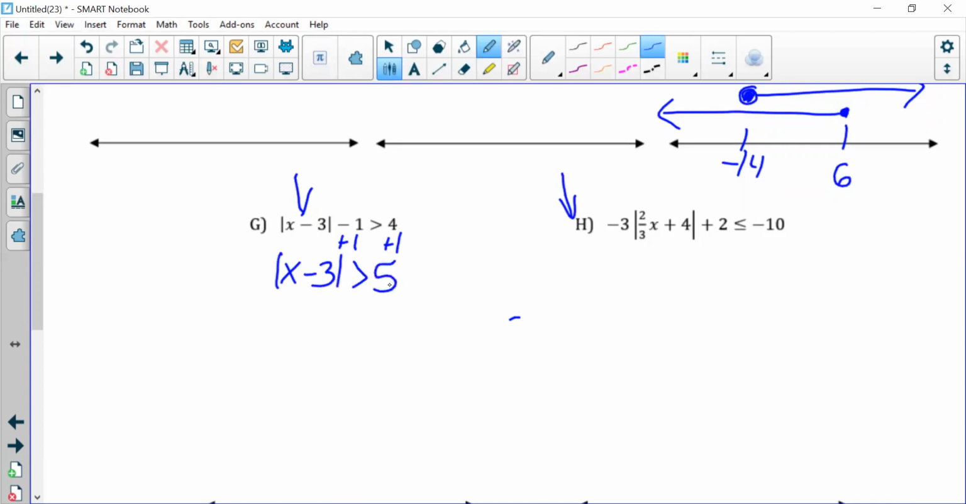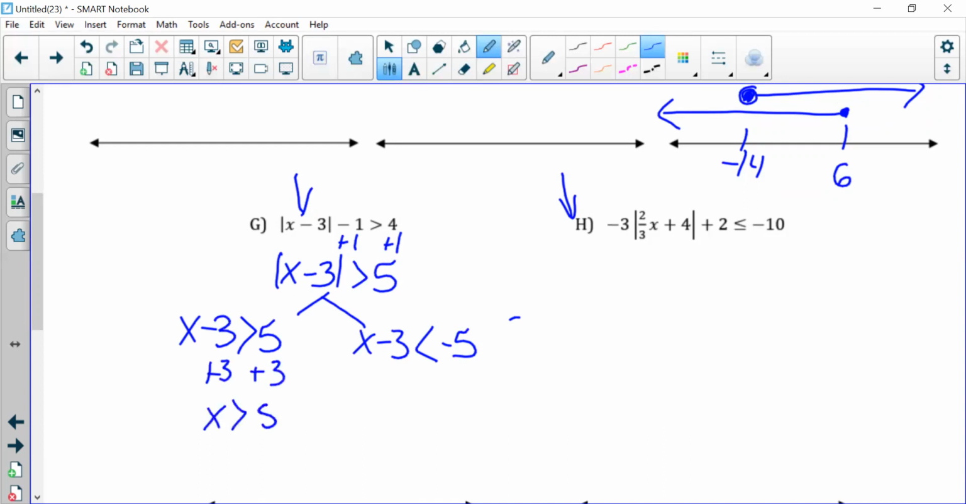Now that it's isolated, I can go ahead and split it. First equation, just copy as normal. Second equation, flip the operator, make the right side negative, and then solve. So plus 3, x is greater than 8. Plus 3, x is less than negative 2.